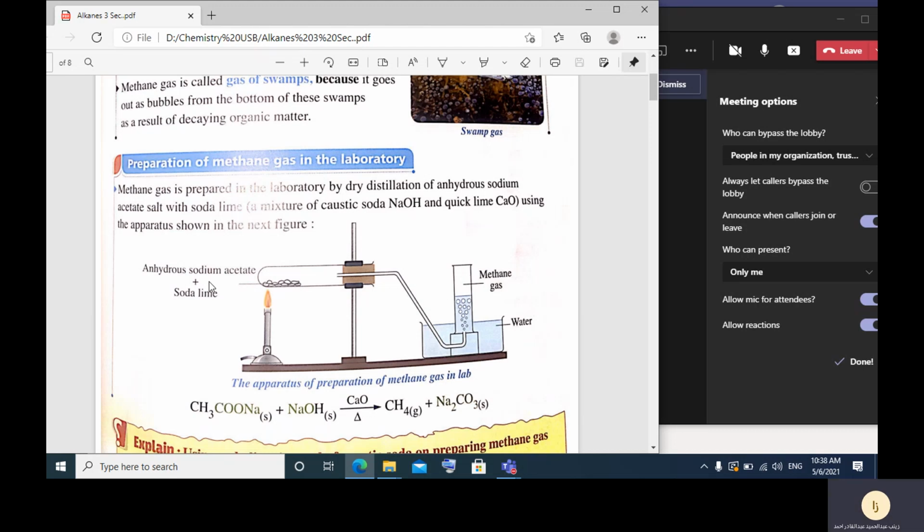Again, if we prepare methane in lab, we can prepare it by using dry distillation, which means heating anhydrous sodium acetate with soda lime, and soda lime consists of a mixture of caustic soda and quicklime. By using this apparatus, we can get CH4 by heating, okay?